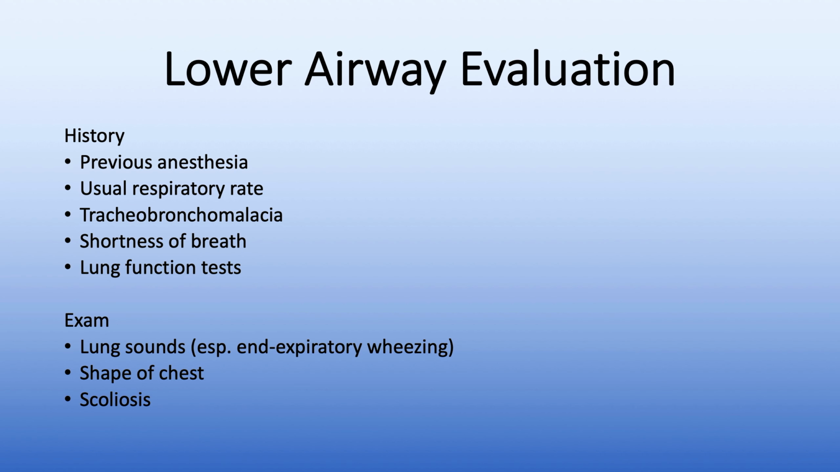We also evaluate the lower airway. And of course we look at what happened last time with anesthesia and the breathing process. We also note the patient's usual respiratory rate. And we also like to look for tracheobronchomalacia. That's a big long word. It basically means somebody who has some weakness of the trachea or bronchial walls, the big airways that go to the lung. Sometimes that causes air trapping and difficulty with breathing, especially in an unconscious person.